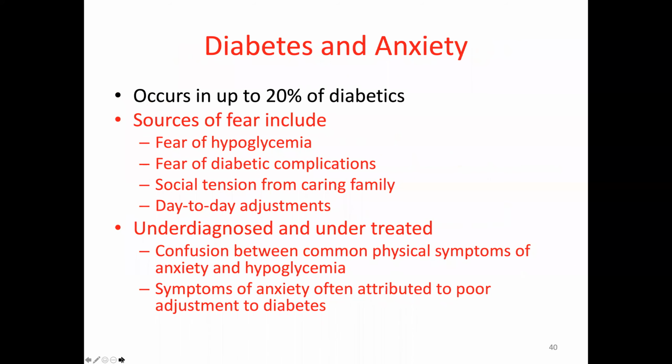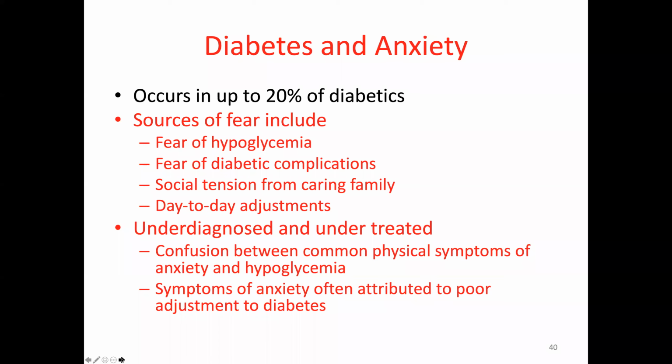Anxiety, we see a lot of anxiety in diabetics. What they worry about is what happens if I develop hypoglycemia, especially if I am in a situation where I can't address it. They worry about diabetic complications, potential of a heart attack, development of gangrene, development of neuropathy, loss of limbs.